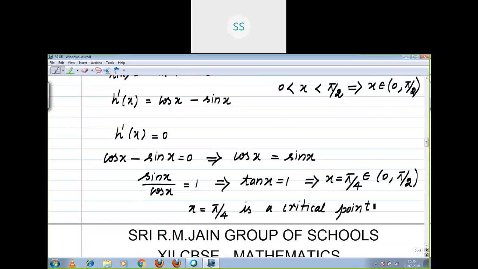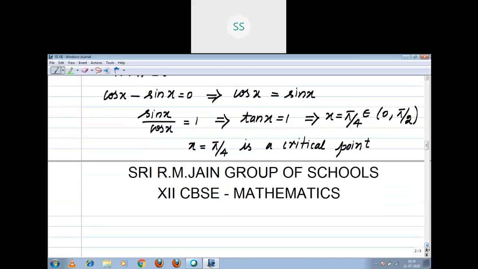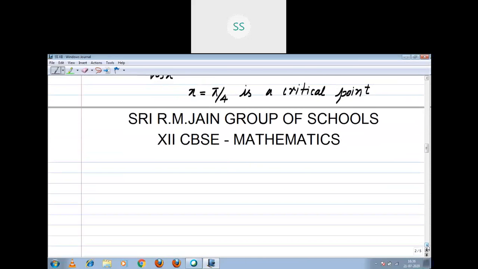Now, the next step, what do you want to do? You want to do the second order derivative. Using the second order derivative only, you can say whether it is local maxima or local minima. Right? Second order derivative. That is h double dash of x equal to.